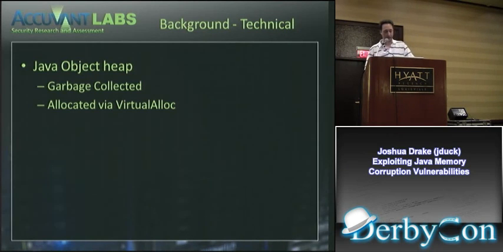The Java object heap is garbage collected. So that means if you allocate a whole bunch of objects, the developer doesn't have to care at all about those objects. They'll just go away whenever it needs memory. It actually is implemented in virtual alloc. The way they do it, they allocate a huge chunk of memory, and then they just divvy it up themselves.